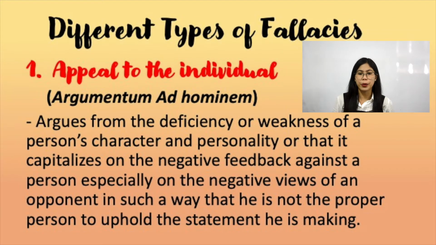The first is appeal to the individual or the so-called argumentum ad hominem. It argues from the deficiency or weakness of a person's character and personality, or it capitalizes on the negative feedback against a person, especially on the negative views of an opponent, in such a way that he is not the proper person to uphold the statement he is making. In other words, attacking the individual person instead of the argument. To fully understand this, let's have examples.